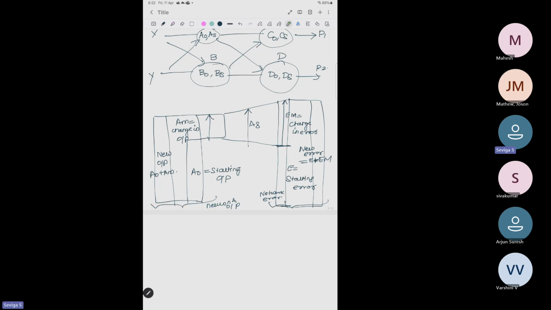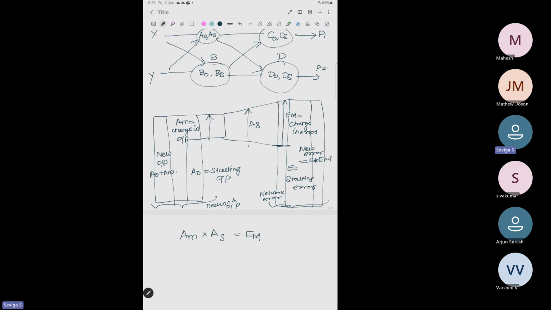Now what we learned is that the change in output times delta will give you the change in error. So this delta is an amplifier. If you look at it, this is a wedge shaped diagram, showing that it is amplifying whatever is present here. The change in output is amplified by A delta, and that gives you the change in error. So how can I write it? ΔA into A delta is equal to ΔE.